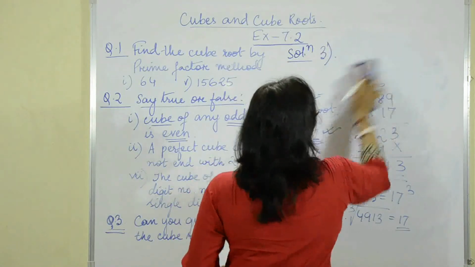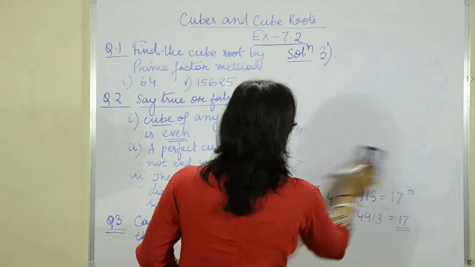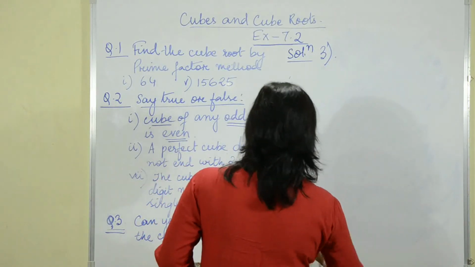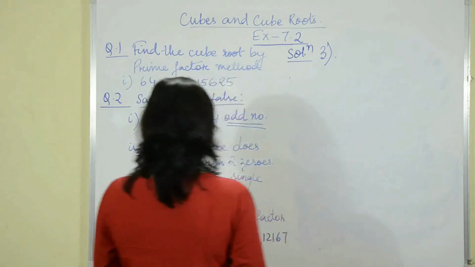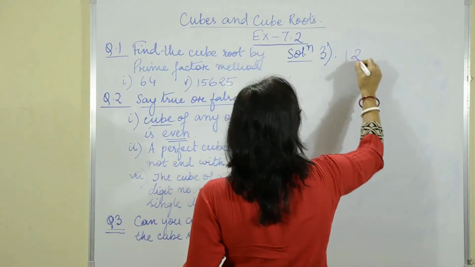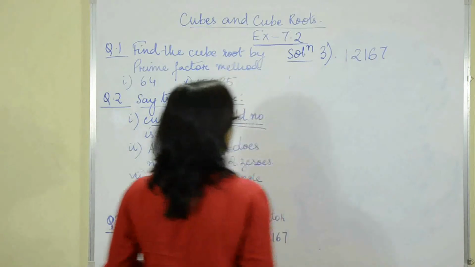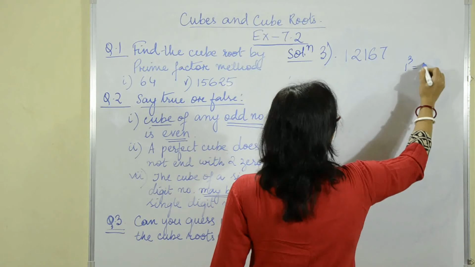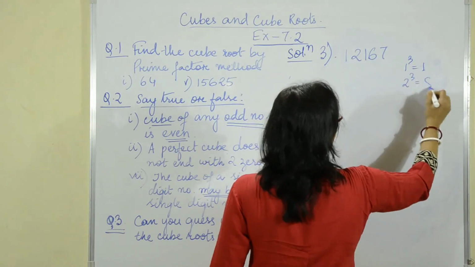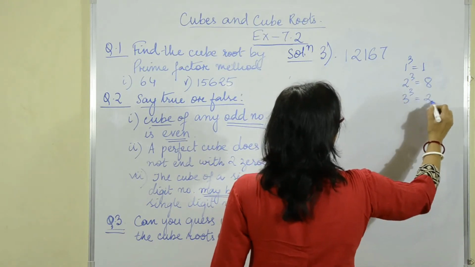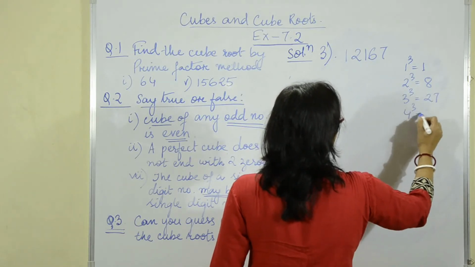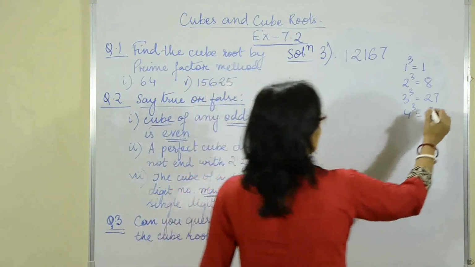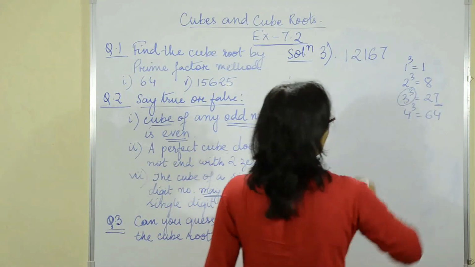So, let me take another example. As I have written here, there are 2 more to be done by you only. So, I am taking here 12167. Let us see what happens with this. So, we start with this. 1 cubed is 1, 2 cubed is 8, 3 cubed is 27, 4 cubed is 64. If you write the entire table, you will find this 7 corresponds to only 3 and nothing else.